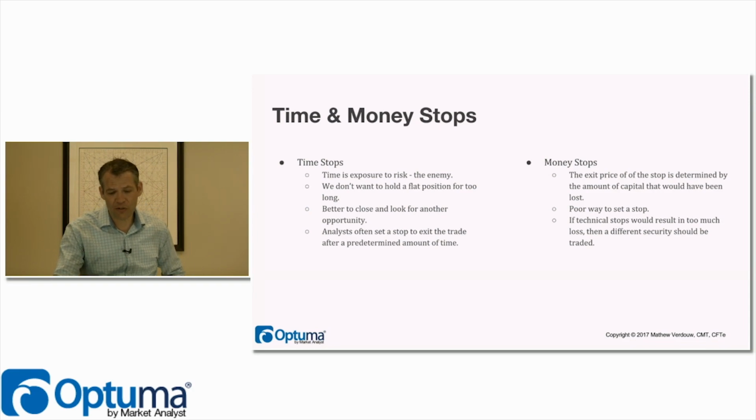The other one is money stops. Basically, it's determining how much money I can lose, and so I set my stop based on that. This is a terrible way to set stops. It's not really what we would want to do. From an exam point of view, you need to understand what a time stop is, what a money stop is.